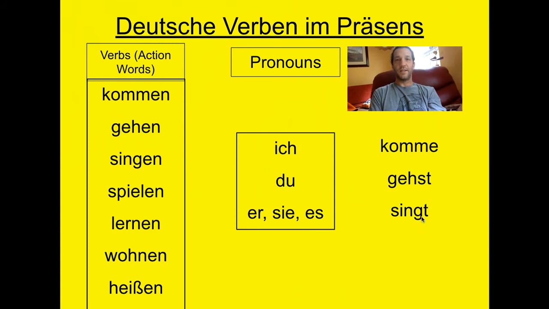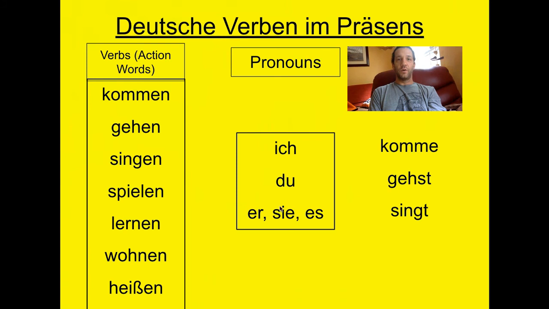verb with a T ending, always. So, he, she, it comes, I would say, er kommt, sie kommt, es kommt. Er geht, he goes. Sie singt, she sings. Es spielt, it plays. Er lernt, er wohnt, sie heißt. Always a T ending in the third person.